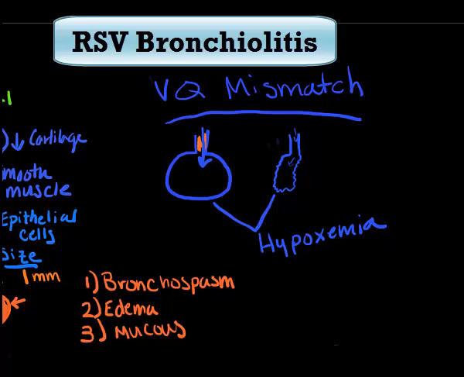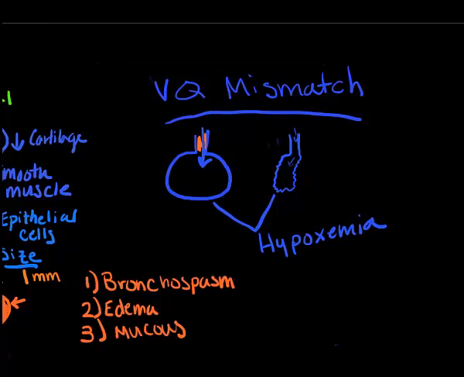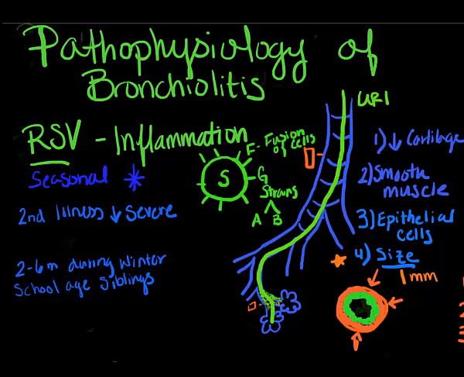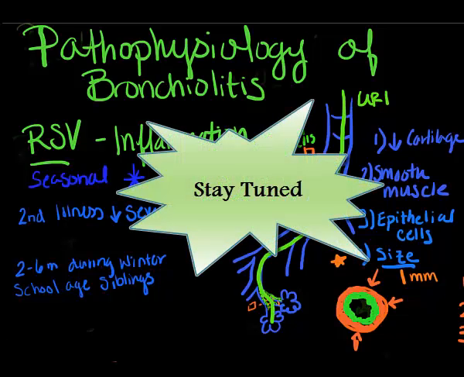RSV bronchiolitis is a viral infection of the bronchioles. RSV is a virus that has a special affinity for the epithelial cells of the respiratory tract. Once those epithelial cells are infected, they replicate within the epithelial cells, cause cell death, airway inflammation, and obstruction. If the obstruction is in the bronchioles, again, it's called bronchiolitis, and results in VQ mismatch and hypoxemia. If you want to know what to do about it, stay tuned to learn more about the management of RSV bronchiolitis.